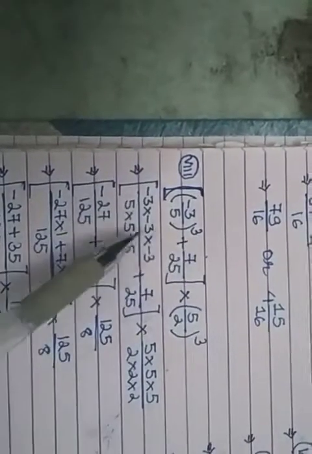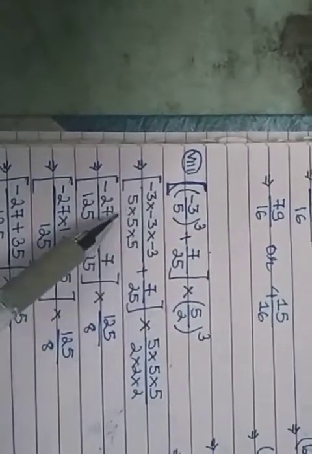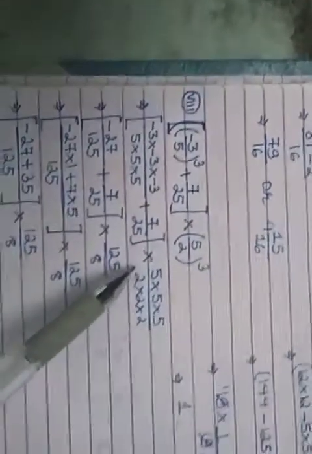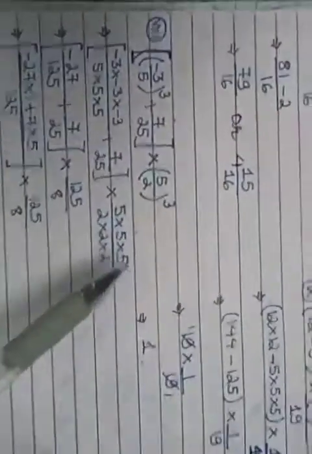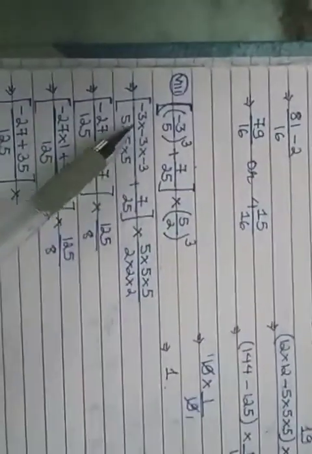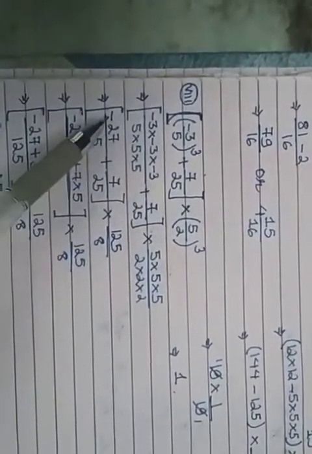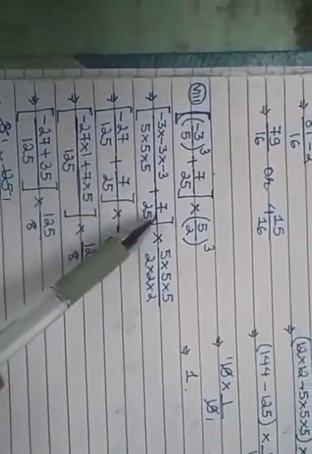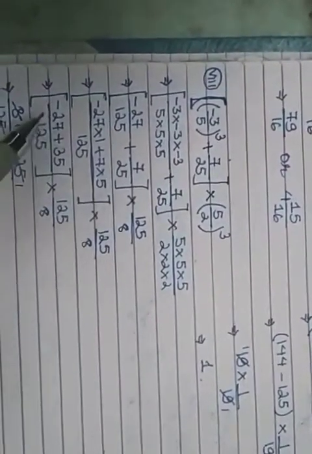5 by 3, exponential form to the factor form: 3 into 3 into 3, denominator 5 into 5 into 5, plus 7 by 25, into, I have opened the term outside the bracket as well, 5 into 5 into 5 over 2 into 2 into 2. So now negative, 3 times, it will give us negative. 3 times 3 is 9, 9 times 3 is 27, so negative 27 divided by 125, plus 7 by 25.